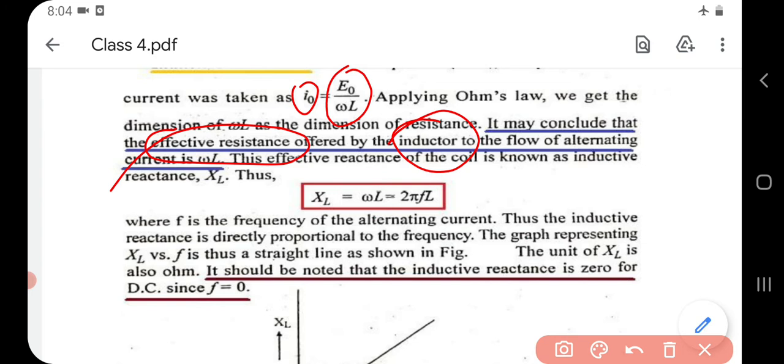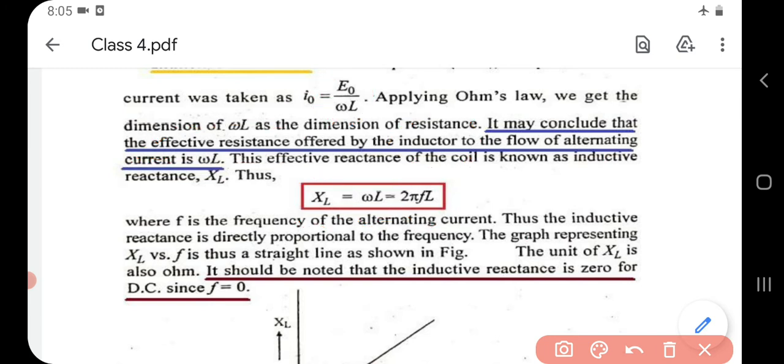Okay, so inductive reactance is defined as the effective resistance offered by what? The inductor which is present in the circuit to the flow of AC. That is, this inductive reactance is represented by the letter XL. So XL can also be written as omega L. Omega is actually 2 pi f, right? So it will be again 2 pi fL. What is f? Frequency of alternating current.